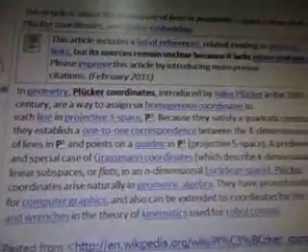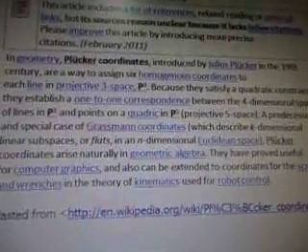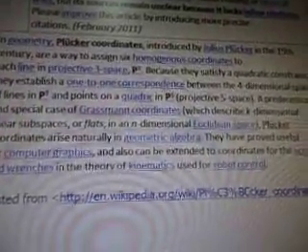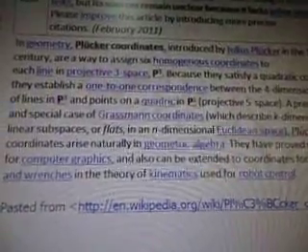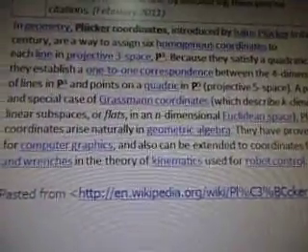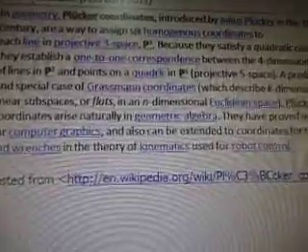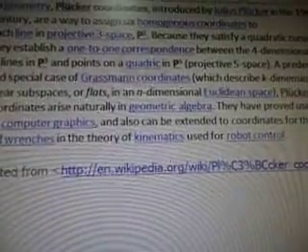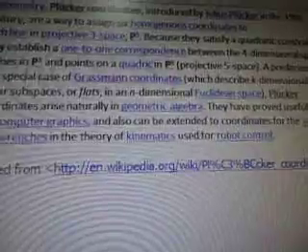And then up came Plucker coordinates. In geometry, Plucker coordinates, introduced by Julius Plucker in the 19th century, are a way to assign 6 homogeneous coordinates to each line in projective 3 space, P3. Because they satisfy a quadratic constraint, they establish a one-to-one correspondence between the 4-dimensional space of lines in P3 and points on a quadric in P5, projective 5 space.